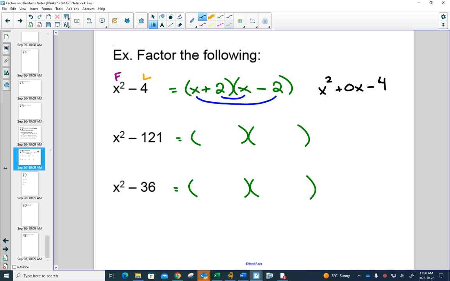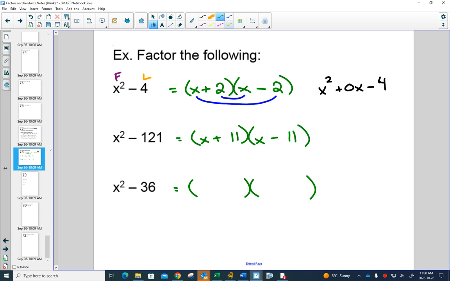Does it make sense that if your outside and inside are the same, but one is positive and one is negative, that it would always disappear? So if I have x squared minus 121, it could be x and x, 11 and 11, and one is positive and one is negative. That would go away.